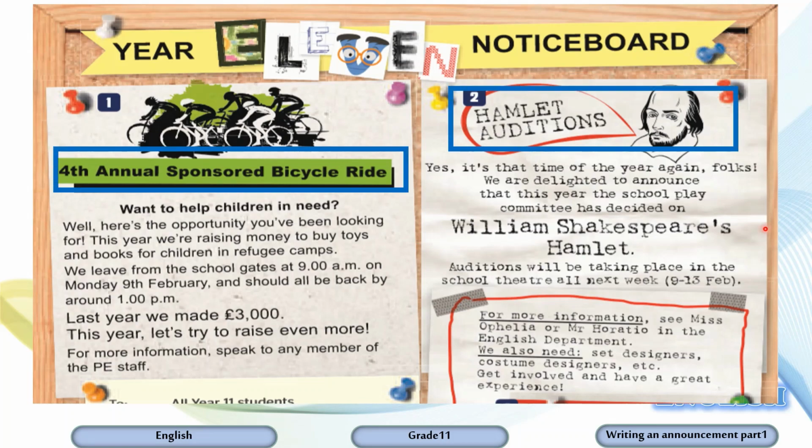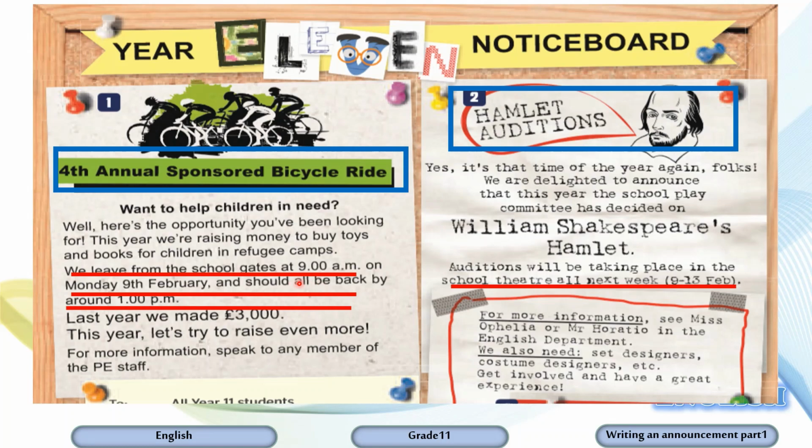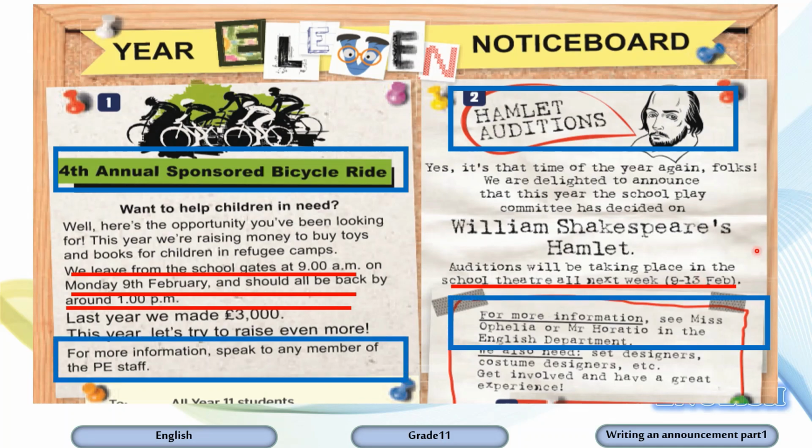Both texts are headings and they show the topic of the announcement. This is about the 4th annual sponsored bicycle ride, and the second one is about Hamlet audition. Look at the underlined phrases here. We leave from the school at 9 a.m. on Monday, 9th February, and the other one, the audition will be taking place from 9th to 13th February, and this shows the dates.